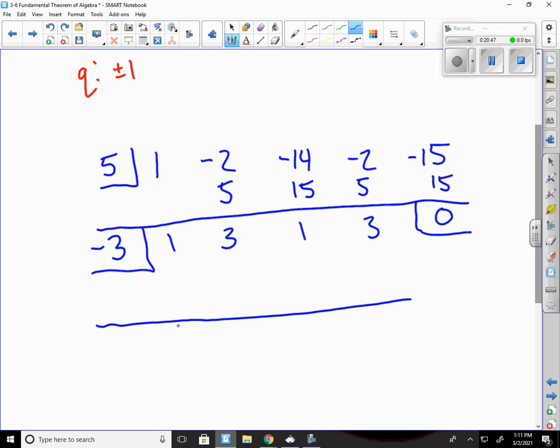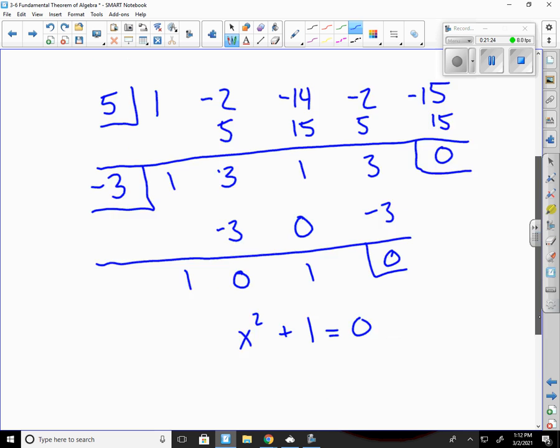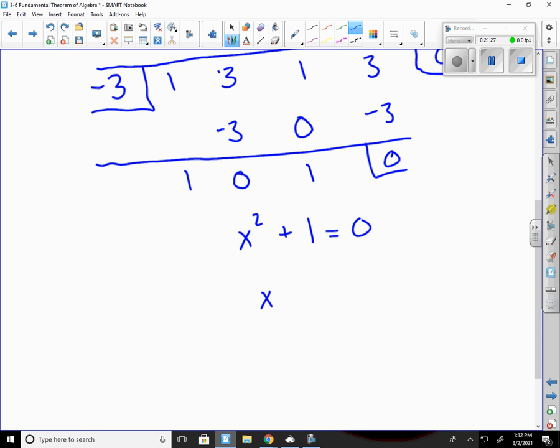Bring down the 1. Negative 3 times 1 is negative 3. 3 minus 3 is 0. Negative 3 times 0 is 0. 1 plus 0 is 1. Negative 3 times 1 is negative 3. 3 minus 3 is 0. I only have 3 terms. Start backfilling. It's a 1 with no x, and 0x to the first, so 0 times anything is 0. Don't even have to do it. And then 1x squared. Set that equal to 0. Subtract my 1 over. X squared equals negative 1.